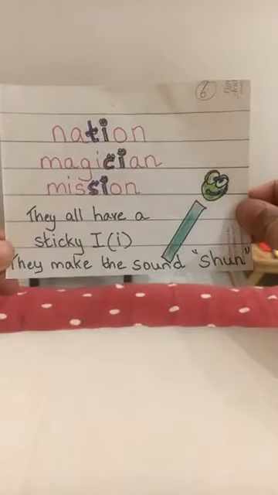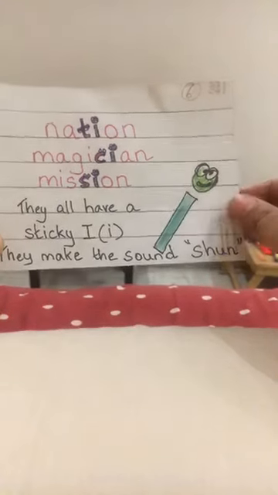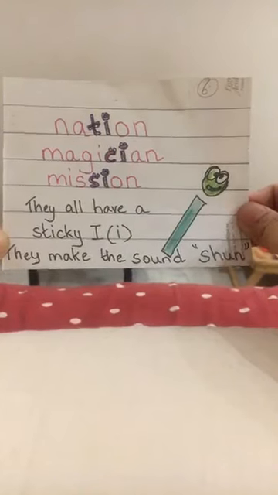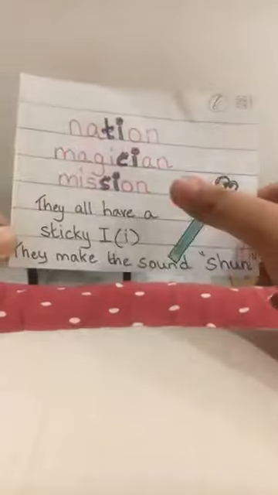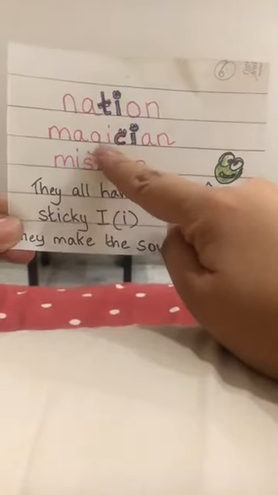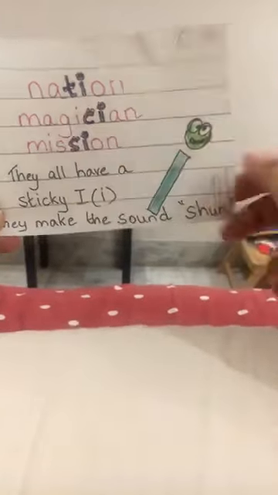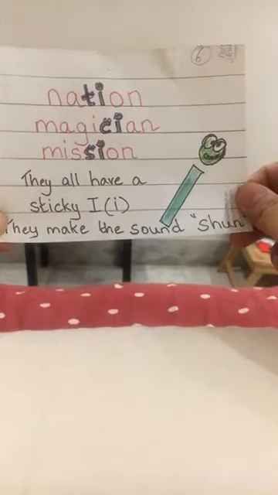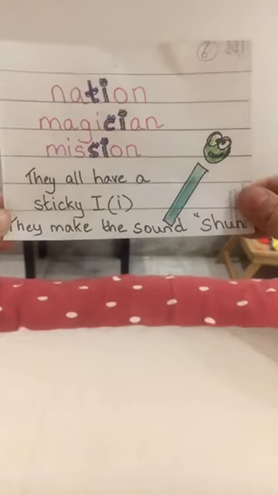Now, the first word is nation. All these words have sticky I. So, sh, magician. Again sh, mission, sh, magician, sh, nation, sh. And together, when you say the word nation, it makes the sound sh plus un, shun.